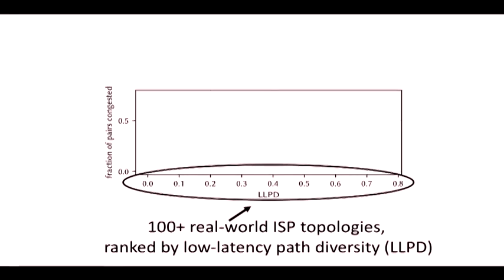So we have this low latency path diversity metric. So what were we going to do with it? Well, we're going to take more than 100 real-world ISP topologies, and we're going to rank them. To the left here, you will have the ones that have low path diversity, and to the right, you will have the ones that have high path diversity. This is on the x-axis.